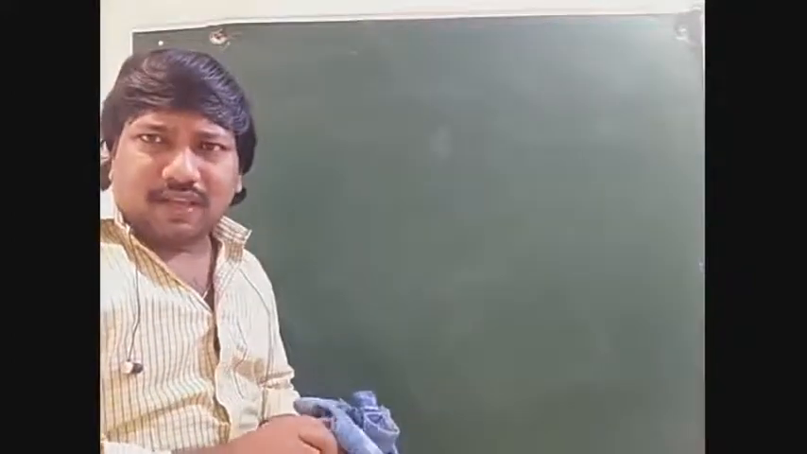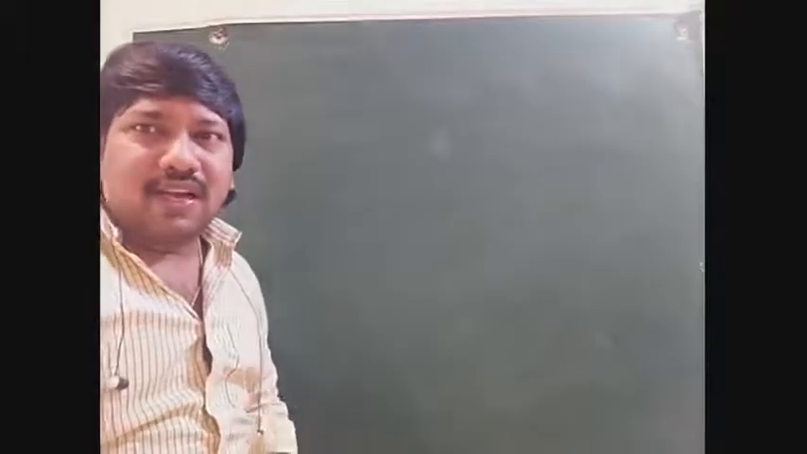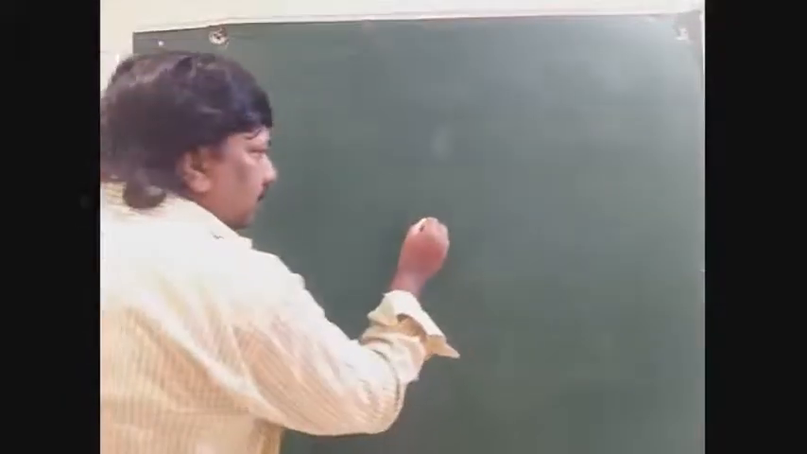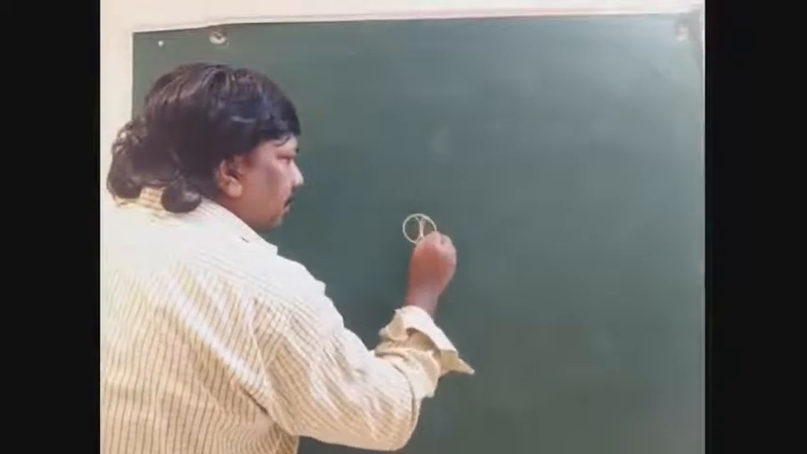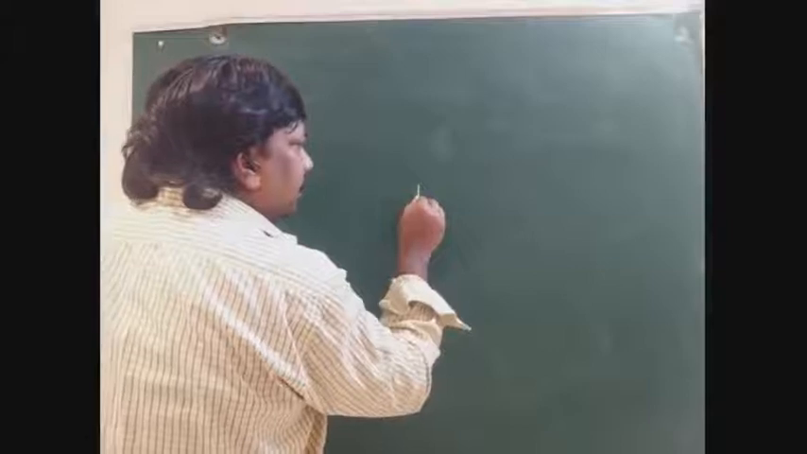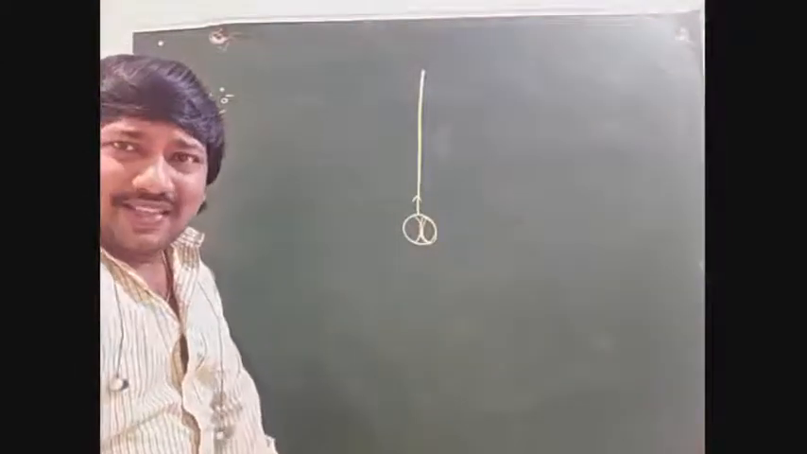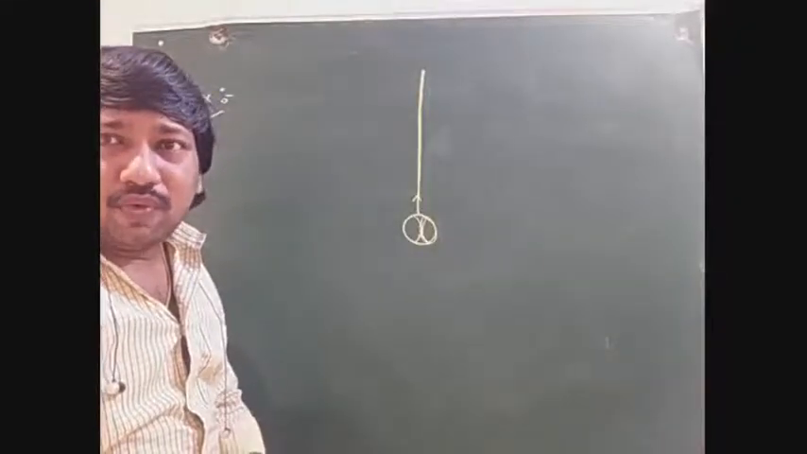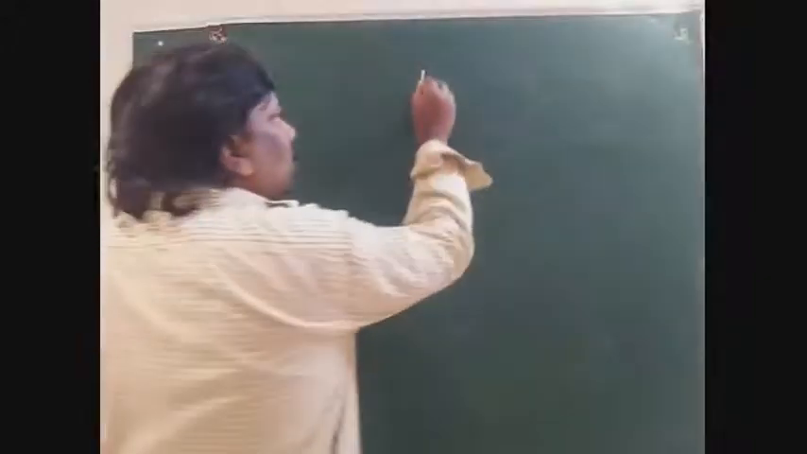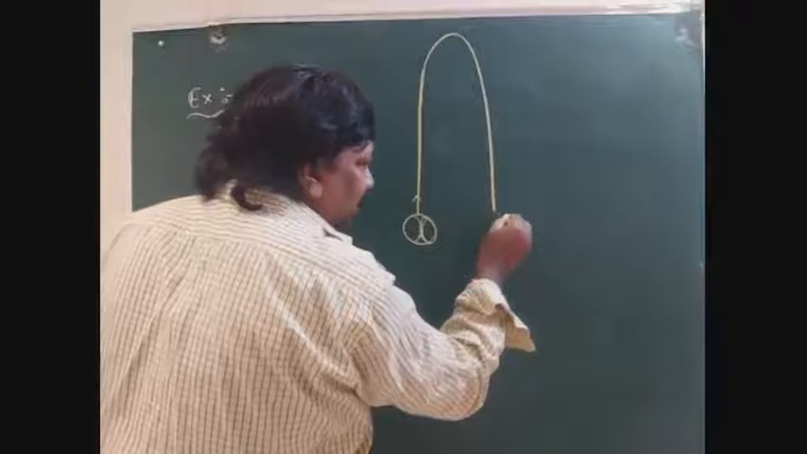Now consider a body of mass m. A ball is projected vertically upwards in this way. Then the ball rises. The work done by the gravitational force is negative in the case of upward direction.